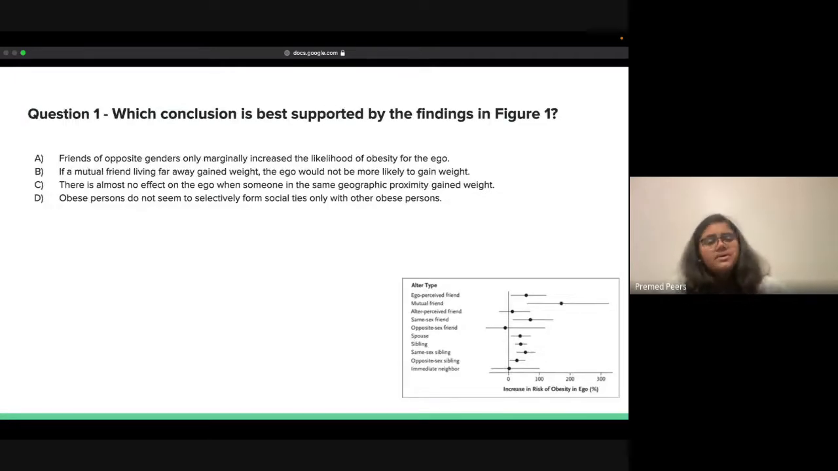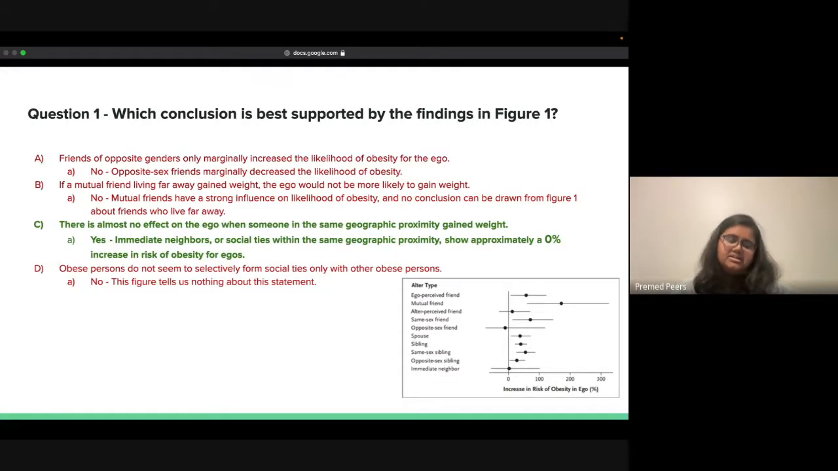Okay, so question 1, which conclusion is best supported by the findings in figure 1? So I put figure 1 here. And going into the correct answer, it's C, but let's just go through each of the options and kind of understand why they're correct or why they're not correct.